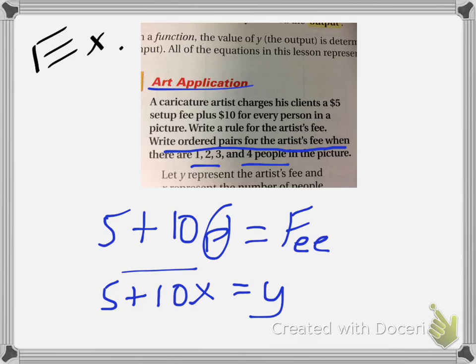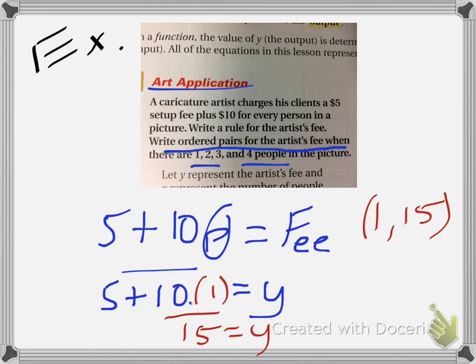So now what I'm going to do is input a 1 for X. There we go, a 1 for X. And I'm going to solve it. 10 times 1 is 10, plus 5 is 15. So 15 equals Y. So my output now is Y. Now if I was going to write an ordered pair, I would put X first, what represented X, the 1, and what represented the Y, 15. So an ordered pair for this is 1, 15.